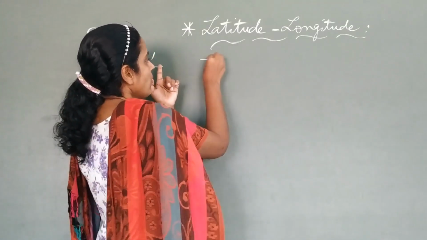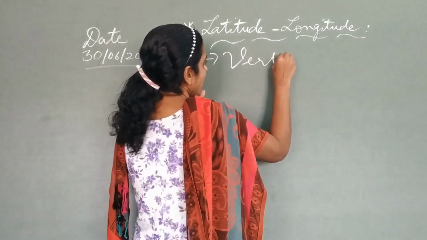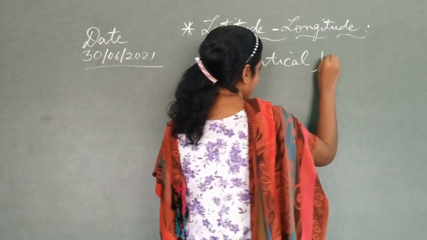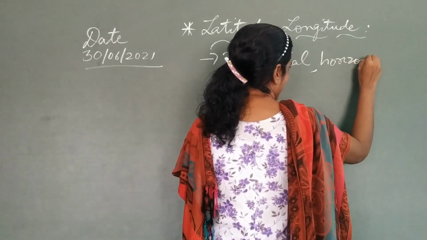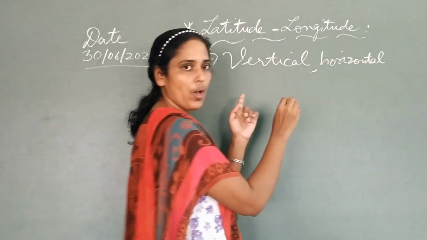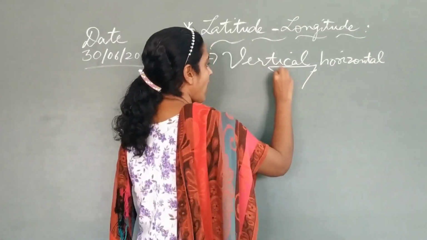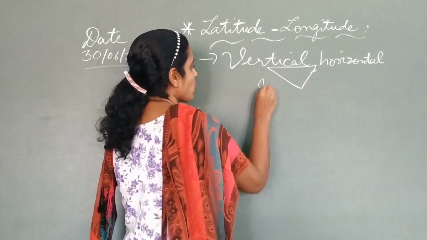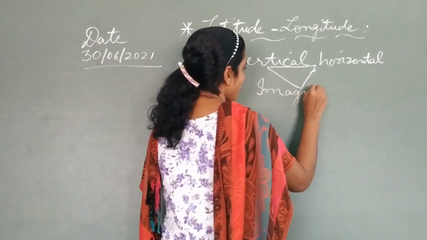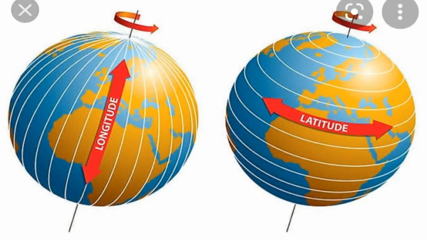So, vertical and horizontal lines, and both these are imaginary lines drawn on the Earth's surface. And why are they drawn? To know the exact time and location of specific areas, specific regions.